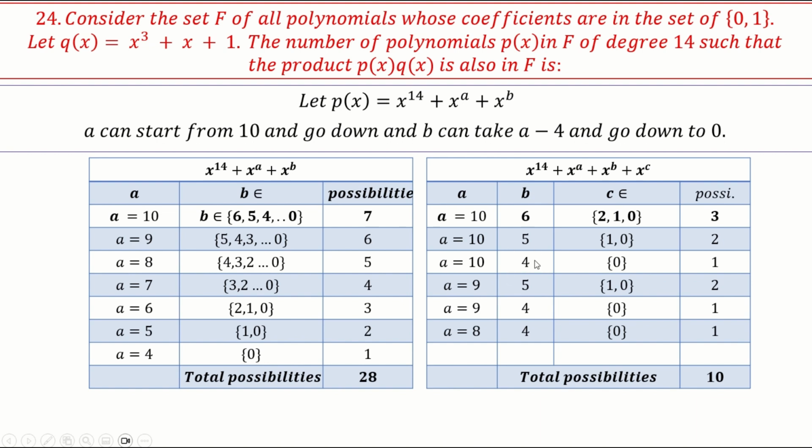B3 is not possible in this. If I go B3, then I can't get a C term. B3 is covered in this one already, all these terms. Okay, so A equal to 9.